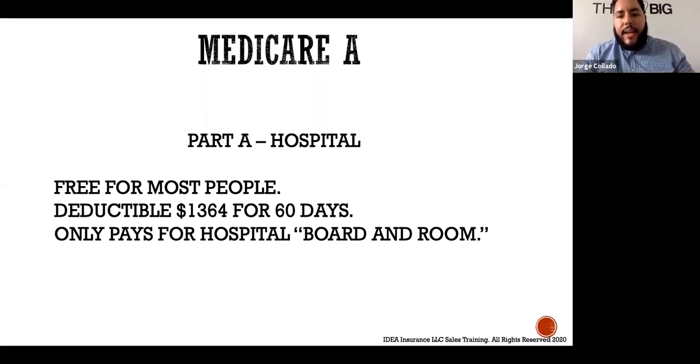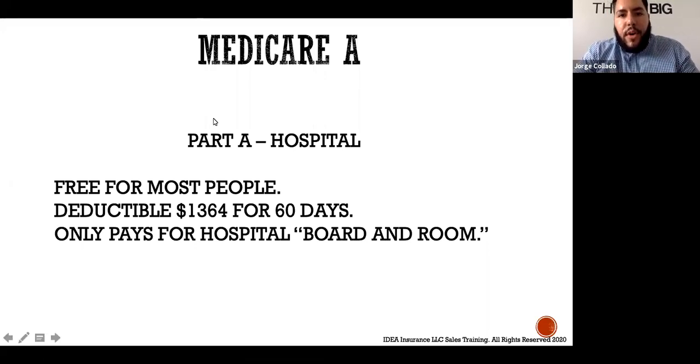So technically, everything else that they do at the hospital is covered under B. And if you don't have B, you're going to be charged a lot of money for that hospital stay, even though you had A. So everything the doctor put on you, if they did x-rays, if they did blood work, everything else they do at the hospital while you're there is covered under B. The A will only cover the board and the room.